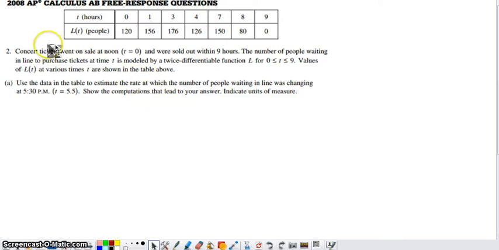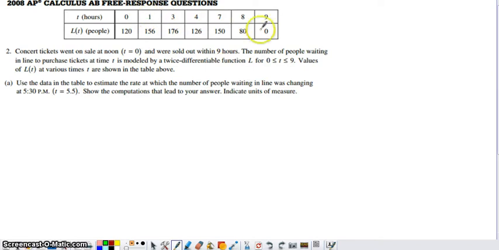So this is another free response question. This time it's from 2008 on the AB exam, problem number 2. This is definitely a calculator problem. And the situation is that concert tickets are going on sale at noon, and that corresponds to the time of 0, and we're sold out within 9 hours.